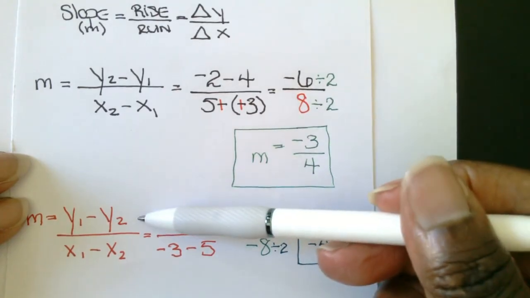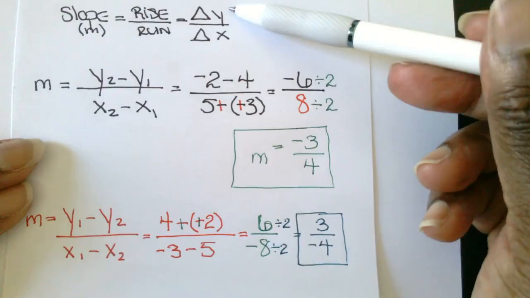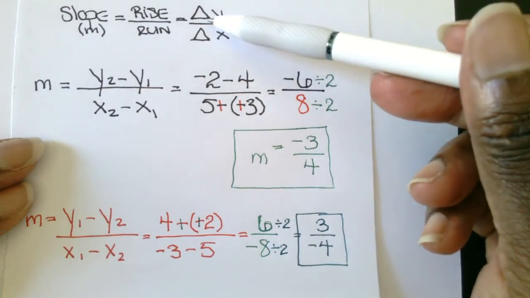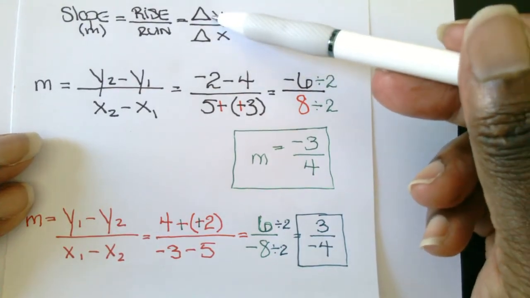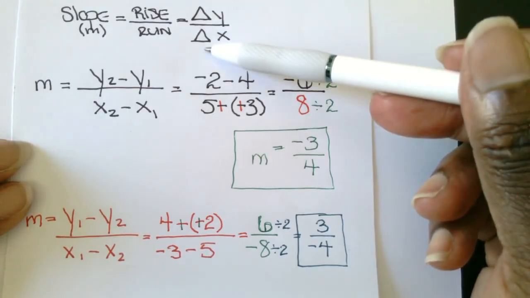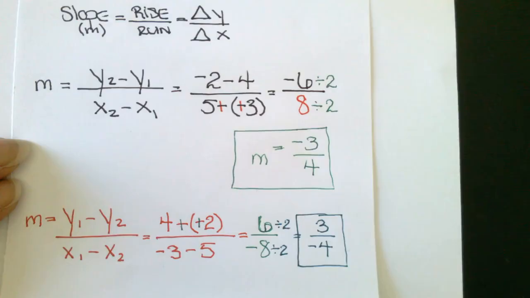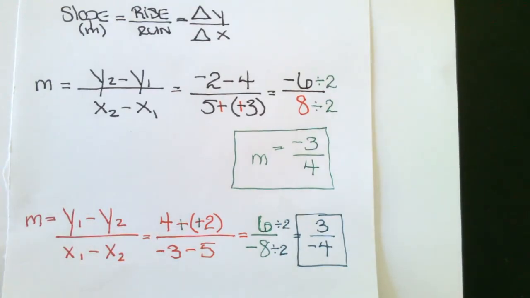You get the change of y's over the change of x's. And this triangle means delta. Delta meaning change, difference. For all your sorority sisters out there.